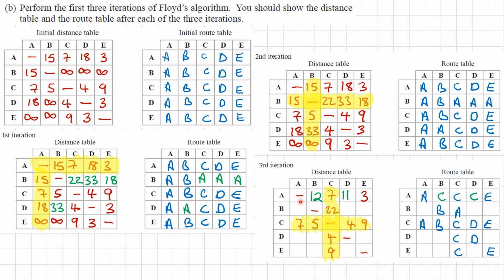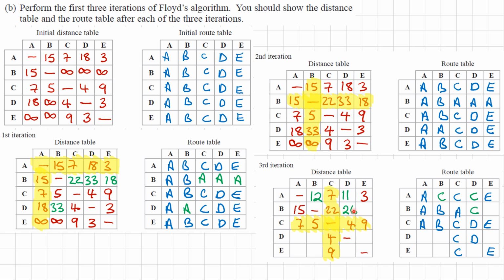Moving on to here, 7 plus 22 is 29, greater than 15, so no change to the value, no change to the letter, that stays as an A. And when we get to here, this will be 22 plus 4, that's 26, that's less than 33, so there's going to be a change to that value to 26 and a change to this letter to the letter C.